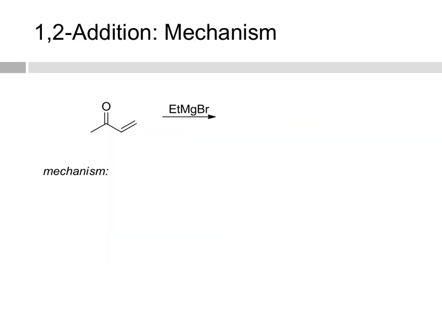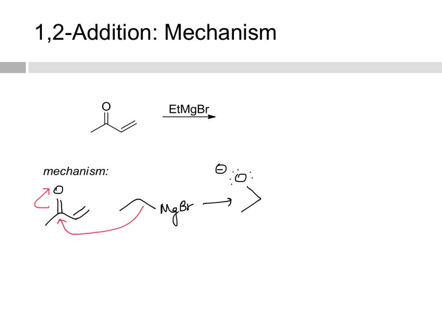Now let's look at the mechanism of a 1,2 addition. If we do a nucleophilic addition at the carbonyl carbon, we're going to have ethyl magnesium bromide act as the nucleophile, and that is going to do a nucleophilic attack on the carbonyl carbon to give us the tetrahedral intermediate. The tetrahedral intermediate, upon workup, is going to protonate to give us the alcohol.